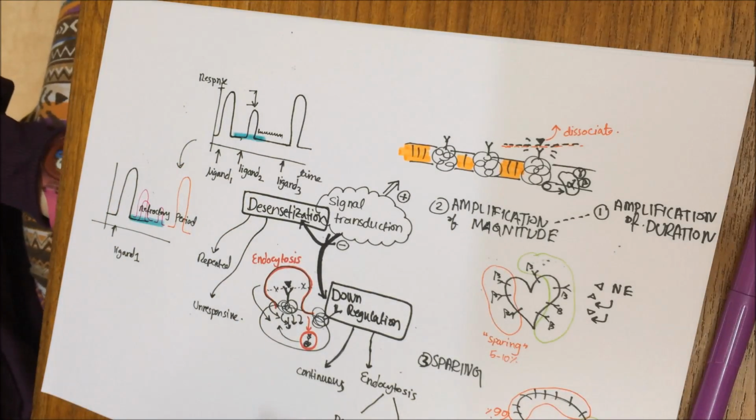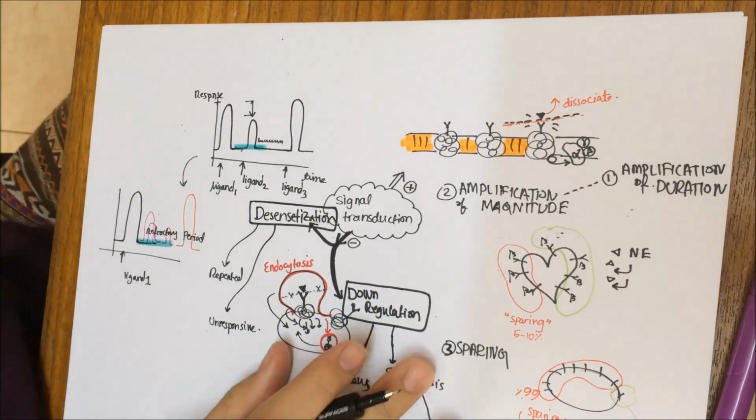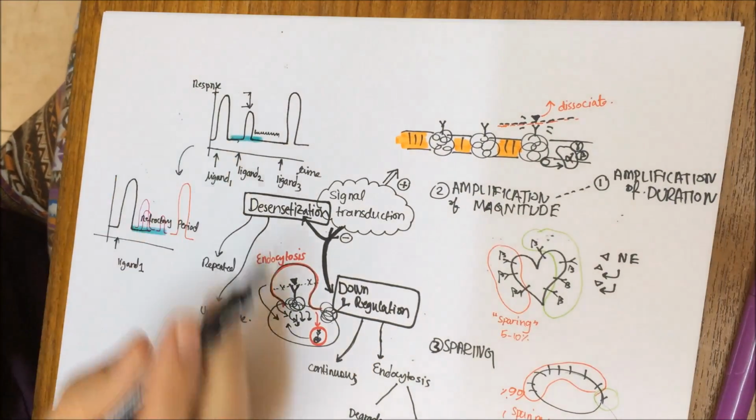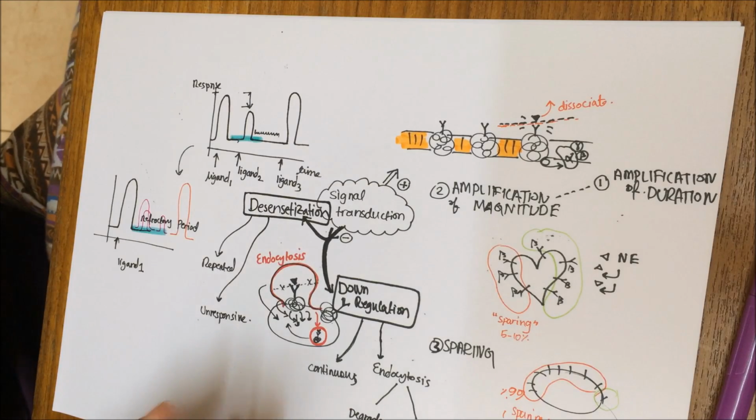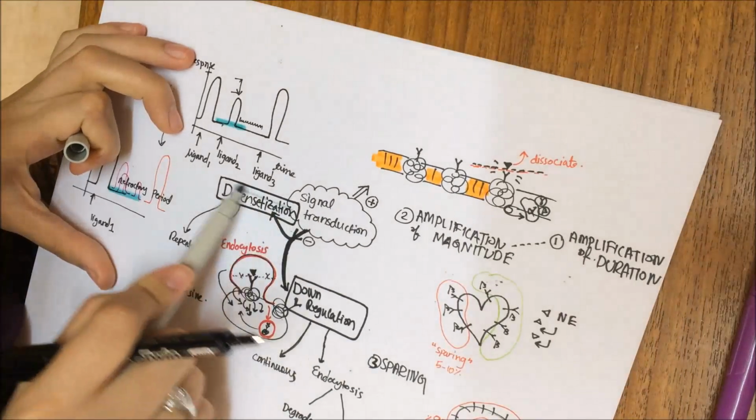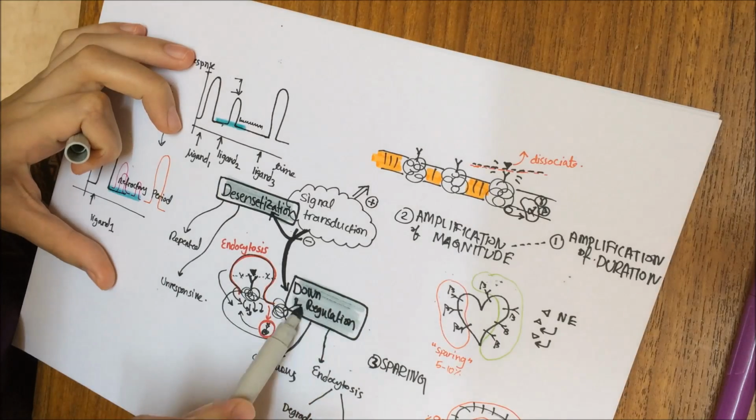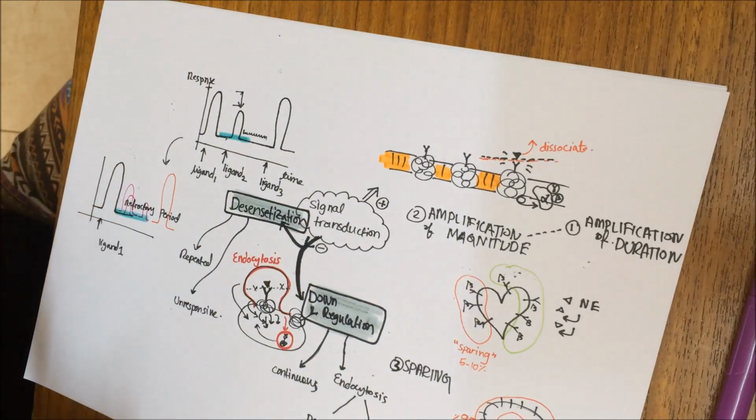Not totally unresponsive, but unresponsive in reaching the maximum response. This is the down regulation, and this is the desensitization. I hope that you got the two ideas and you can compare them easily.